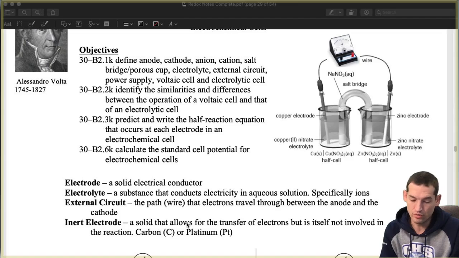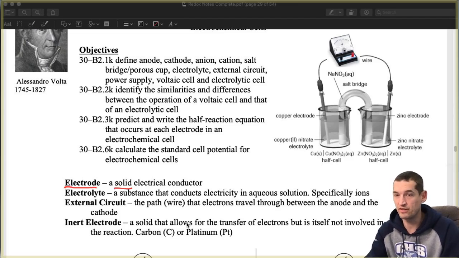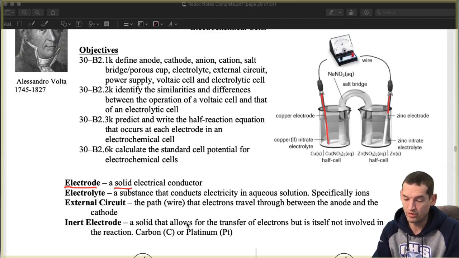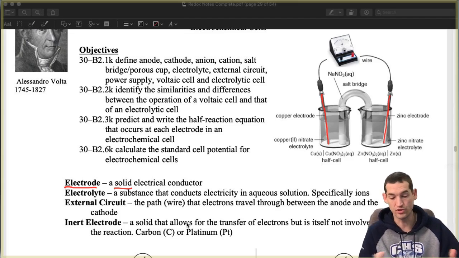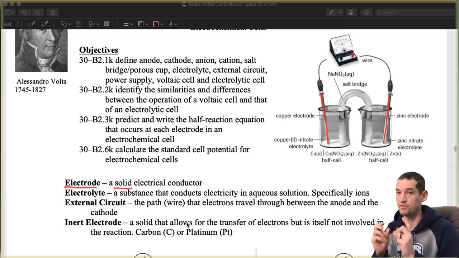An electrode is a solid electrical conductor. If we look at this diagram up in the right, you can see that there's a copper electrode right here and a zinc electrode right here. Those 2 things are electrodes. They're just solid chunks of metal.